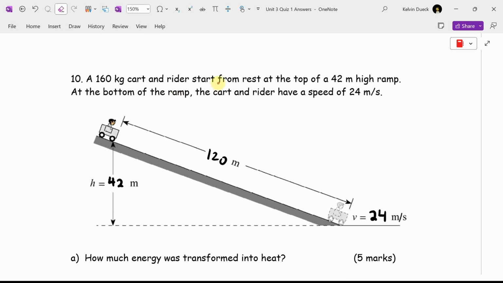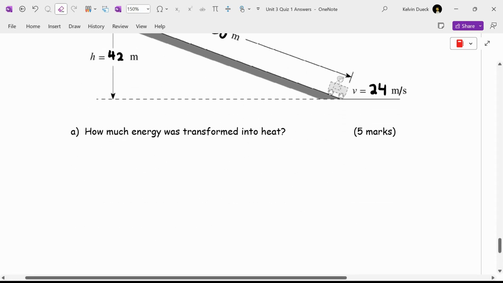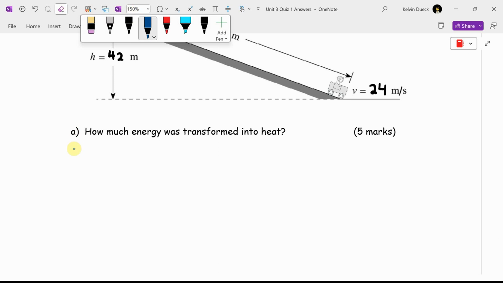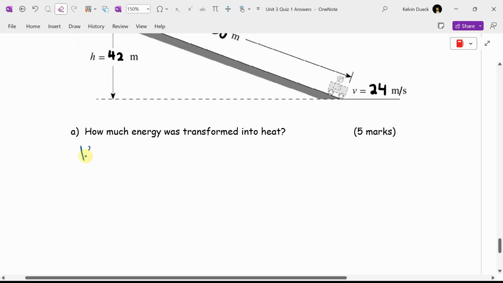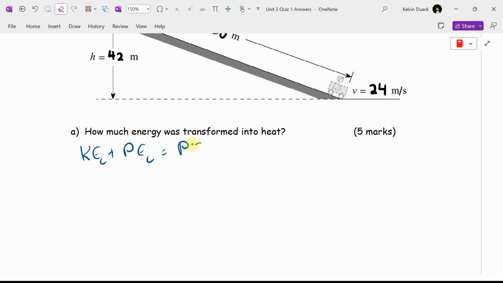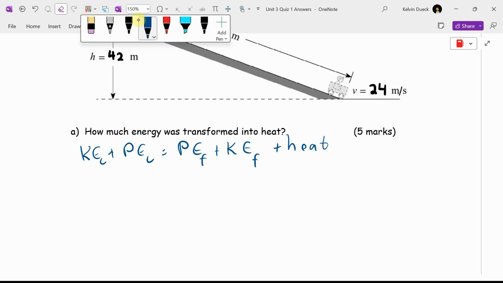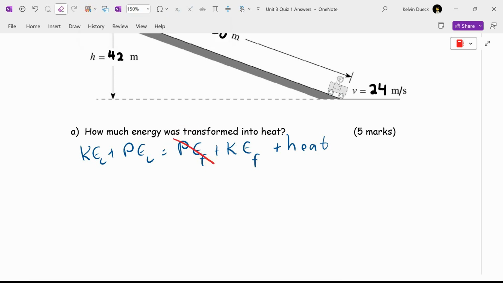From rest, that's probably important. How much energy was transformed into heat? There's a change in height and a change in speed, and they're talking about heat. I'm not going to do this with work. I'm going to do this with conservation of energy. This isn't too bad, actually, because my final potential energy is 0. We're on the ground, and it did say starting at rest. 5 marks for this. This is going to be a little nicer.